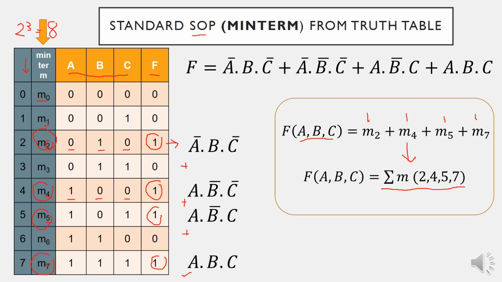So this is how we create or construct a standard sum of product from a truth table, so that we have a standard sum of product expression, or we have it in the context of minterms format.